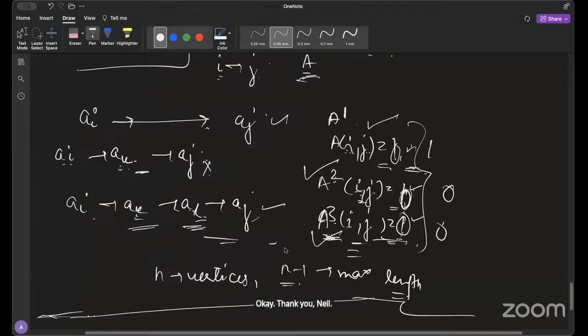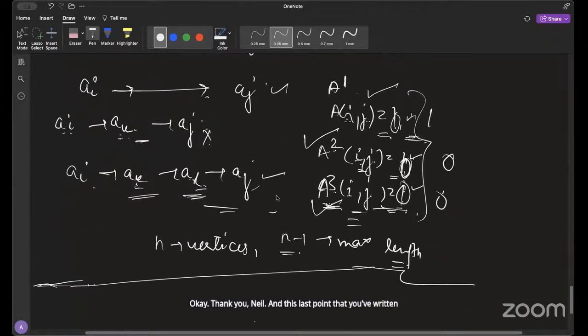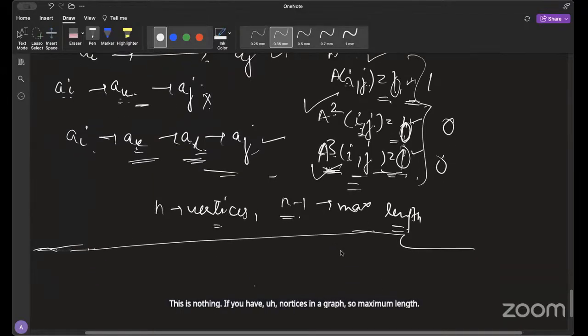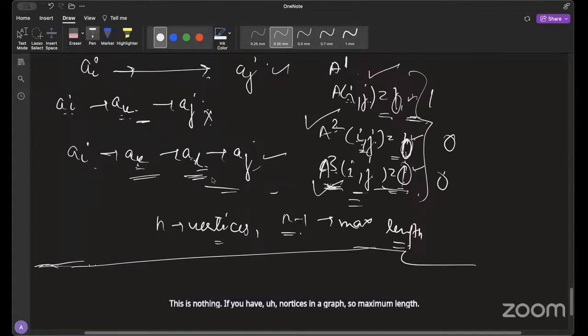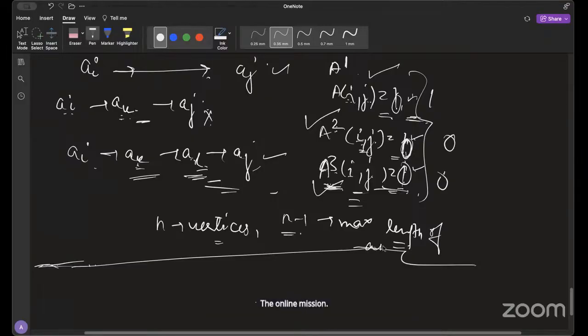Thank you, ma'am. And this last point that you have written, n vertices, n minus 1 max length, could be explained. Actually, I was disconnected that time. This is nothing but: if you have n vertices in a graph, we were discussing the maximum length of any path, which can be n minus 1 only.